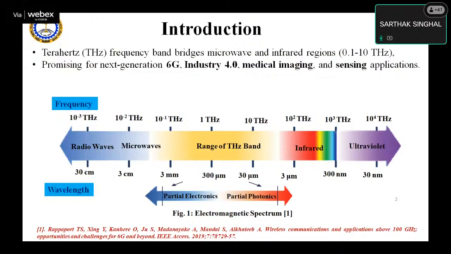This is a promising candidate for 6G applications, Industry 4.0, medical imaging and sensing applications because of its smaller wavelength, which is quite comparable to the wavelength at the subatomic level, intermolecular separation. So this is a promising candidate for medical imaging and sensing applications with higher accuracy.